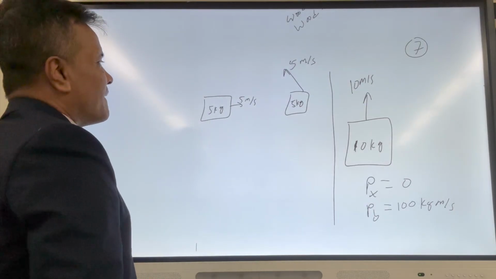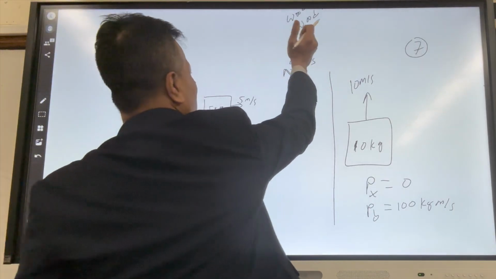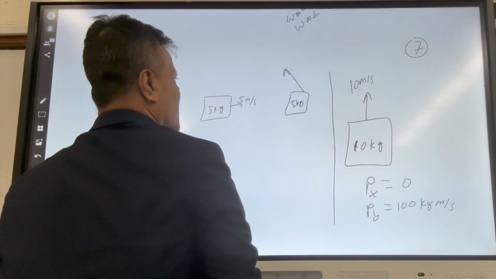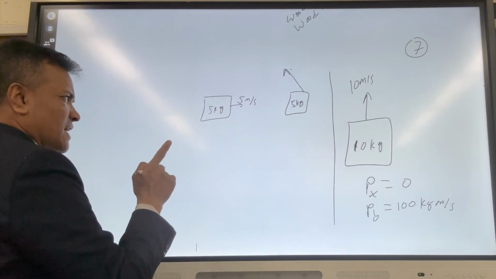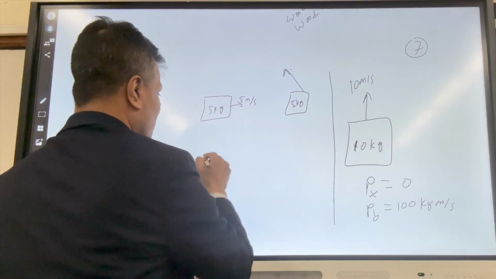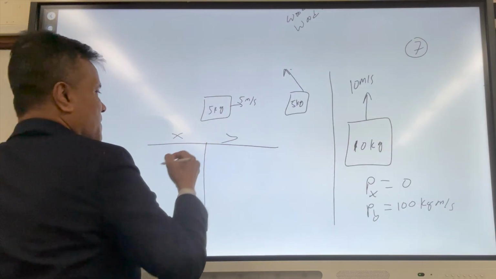We don't know this one. That's what we're going to find, and we also find the angle. Most importantly, we're going to find the angle. So how? Let's say x and y.